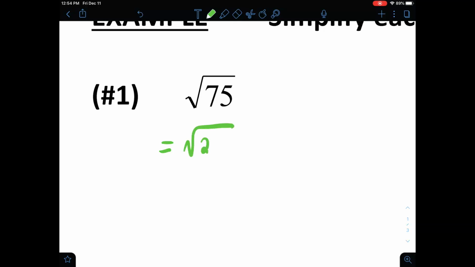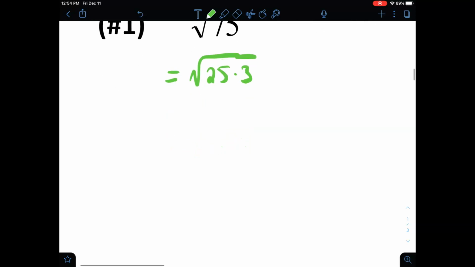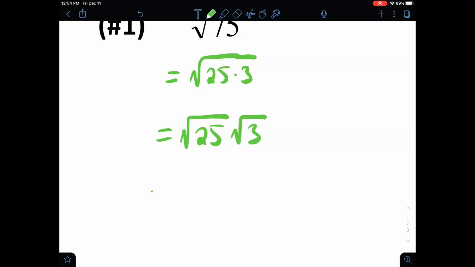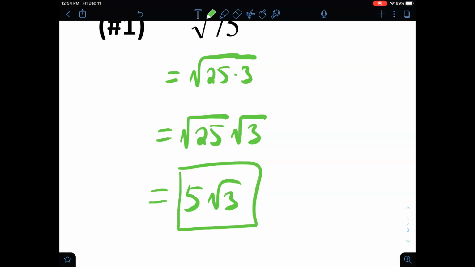square root of 25. And 25 times 3 is 75, which equals, now I can split it into two smaller square roots by the product property. What's the square root of 25 going to be? Well, that's 5, and then we have square root of 3. And 3 doesn't have it. 3 is a prime number, so our final answer is going to be 5 square root of 3.